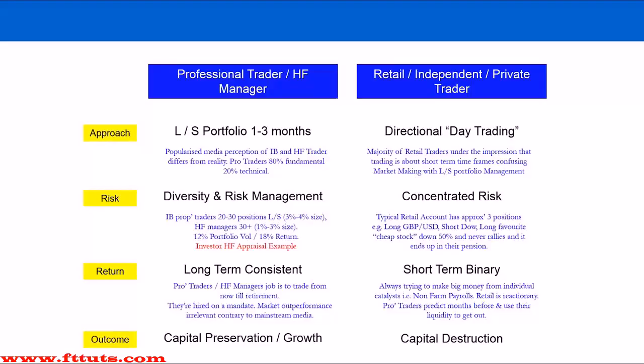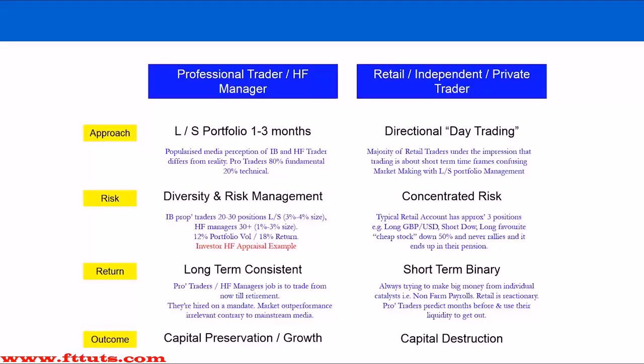And number two is what we see on the right hand side. He's got concentrated risk, and his account has typically 3 positions at any one time. So, for example, long cable, long sterling US dollar exchange rate, short the Dow Jones Industrial Average, and at any one time, this manager tends to just have a favorite position in the stock that they think is the cheapest at the time. Which one do you give your money to?